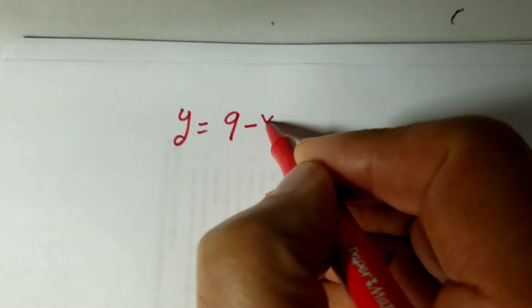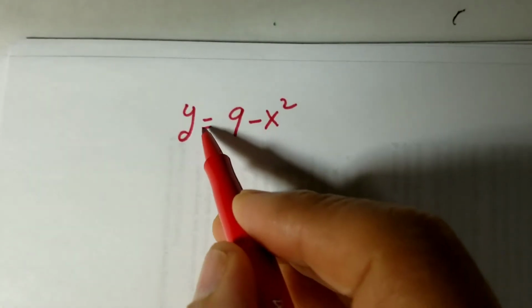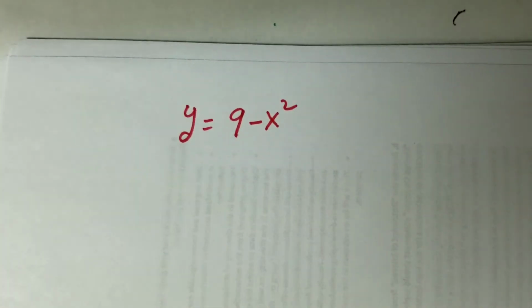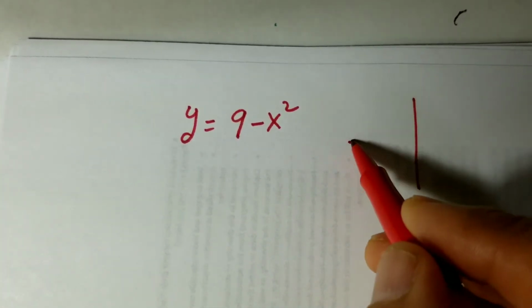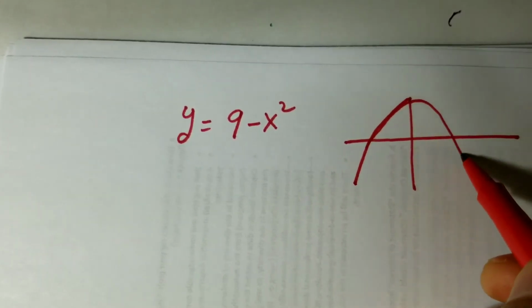Let's do some examples. The example I'm going to pick is not an easy one, but I'm going to make something up: 9 minus x squared. Well, somebody said, what is the graph of this? Because it has two variables, in 2 dimensions the graph is going to become a parabola facing down.